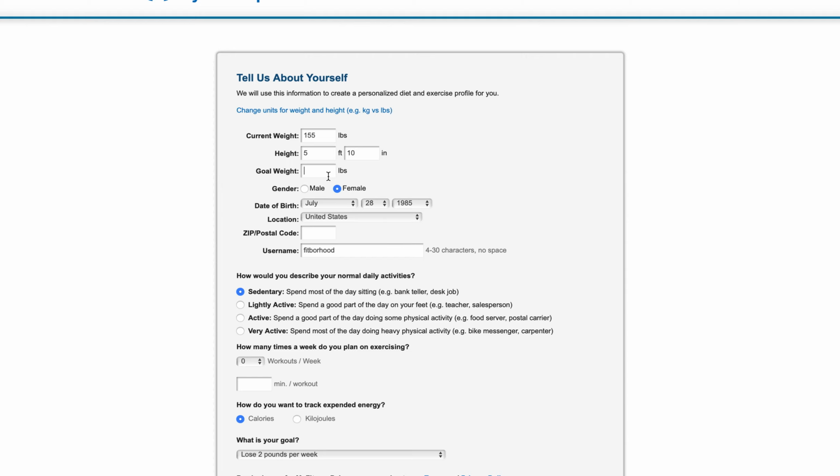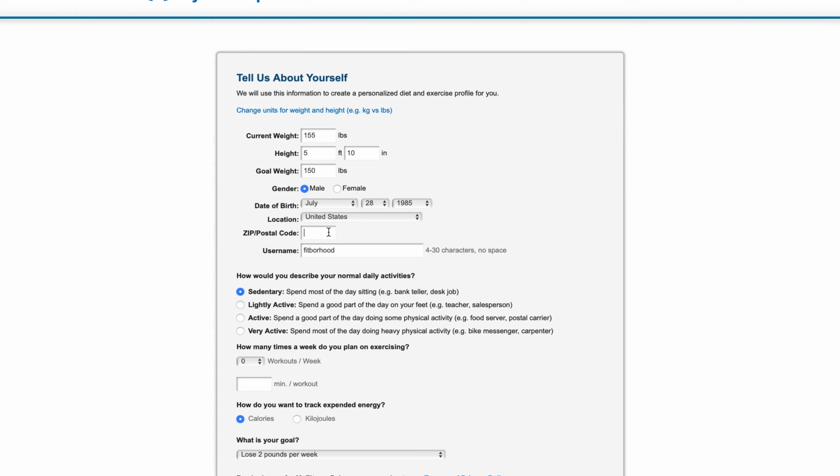And goal weight is interesting. So they allow you to put in a setting for maintaining weight, gaining weight, losing weight. So let's say I want to lose 5 pounds. Choose your gender. So pick whichever one you align with best. And only you know that answer more than I do. I'm not going to put down my real date of birth, so we're just going to run with July 28th, 1985. Sounds like a good year.